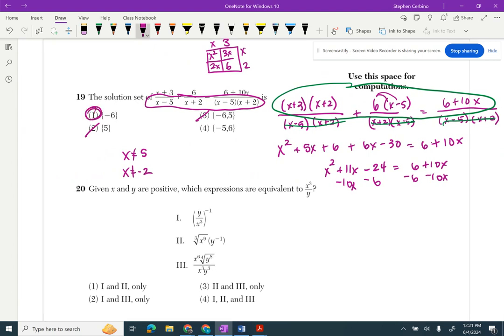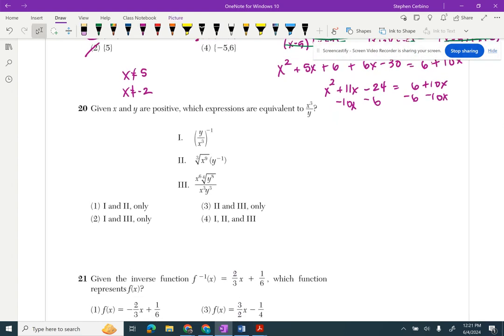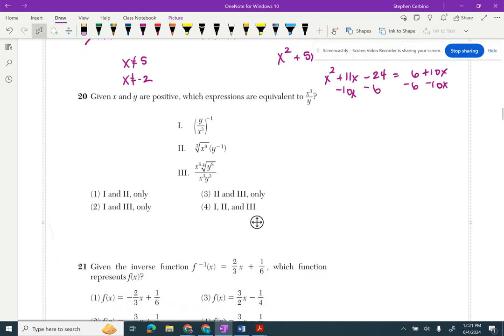Can you do this on Desmos? The answer is yes. You can make two equations, set them equal to each other, and see where they intersect. They should only intersect at negative 6. It's just going to be a funny looking graph, and it's going to be hard to read. I'd rather you do the algebra.